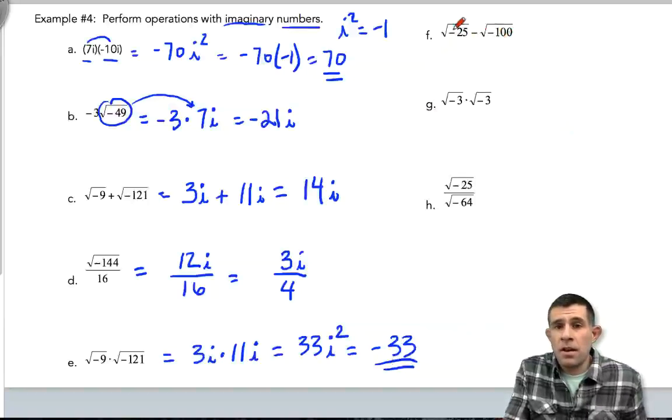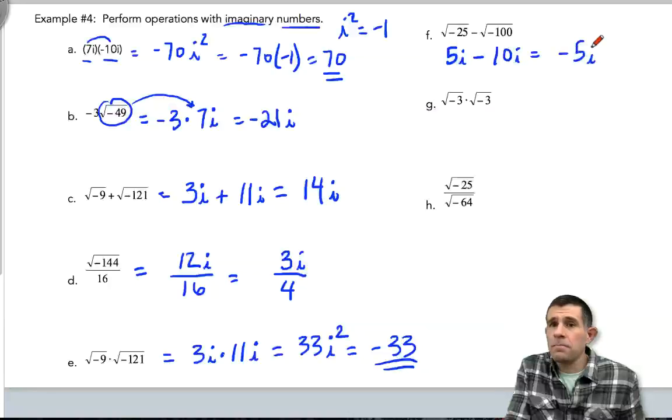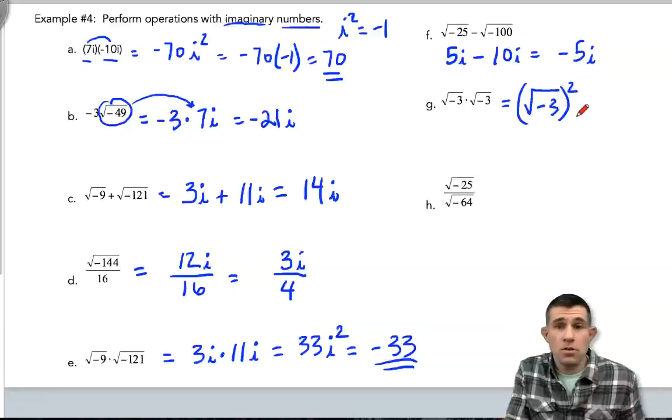All right, the last few examples here, we have the square root of negative 25, which is 5i. And we're going to subtract from that the square root of negative 100, which is 10i. And that's going to be equal to negative 5i. And finally, we have the square root of negative 3 times the square root of negative 3. So another way of saying that is the square root of negative 3, squared. Well, again, square roots and squaring undo each other. They're inverse operations. We're left with whatever's underneath that radical, which is negative 3.